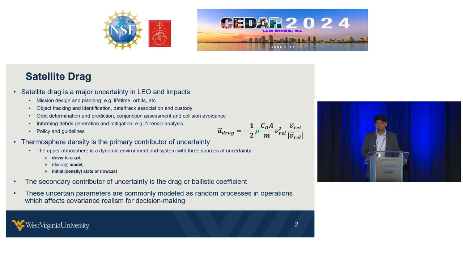And so this is nothing new. Drag affects every part of operations. The major uncertainty, as we all know, is density. There are other factors that impact drag in operations as well, for example, the drag or ballistic coefficient. But like I mentioned, I will focus today's talk on the density side of things, given the venue and the crowd.